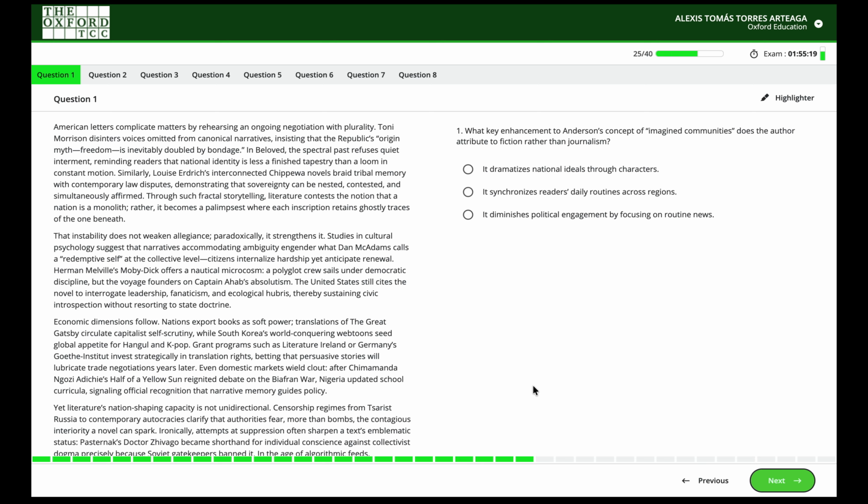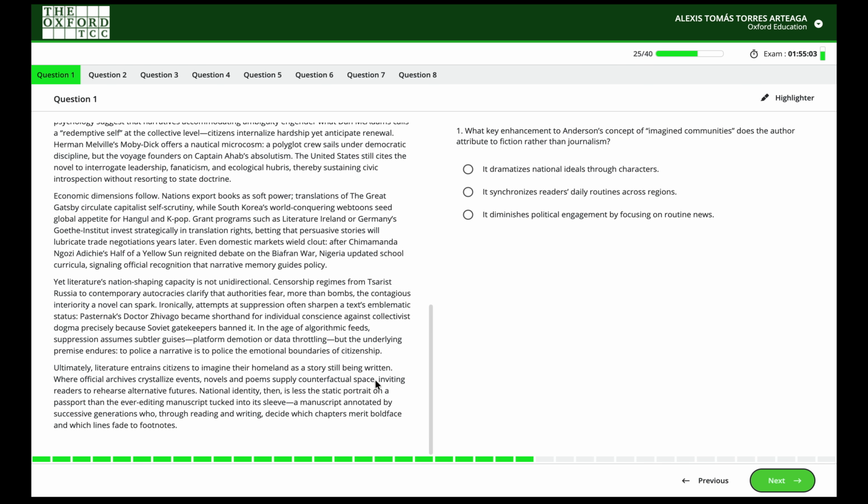Even domestic markets wield clout. After Chimamanda Ngozi Adichie's Half of a Yellow Sun reignited debate on the Biafran War, Nigeria updated school curricula, signaling official recognition that narrative memory guides policy. Yet literature's nation-shaping capacity is not unidirectional. Censorship regimes from Tsarist Russia to contemporary autocracies clarify that authorities fear, more than bombs, the contagious interiority a novel can spark. Ironically, attempts at suppression sharpen a work's emblematic status.